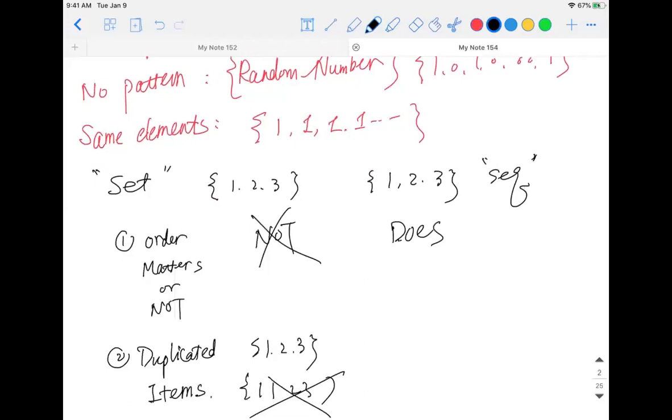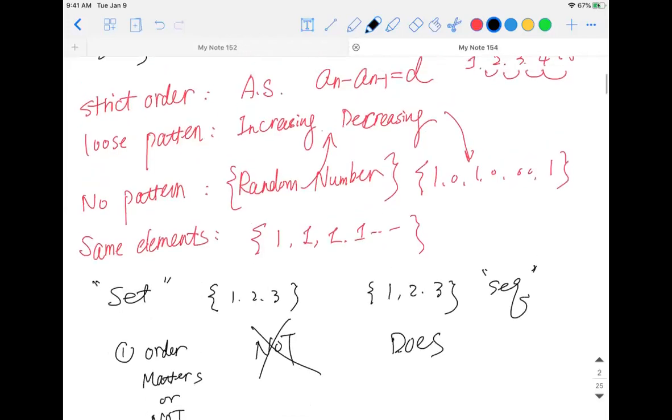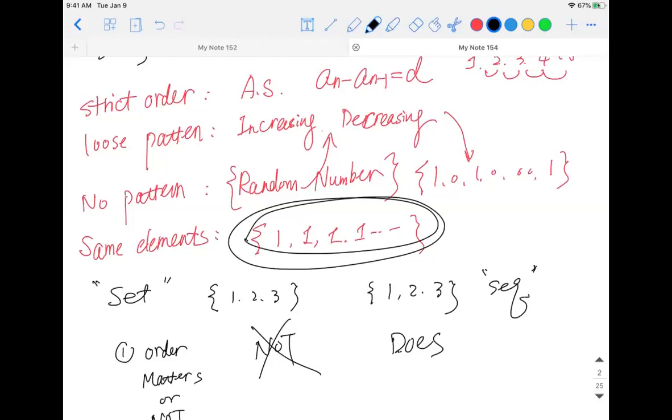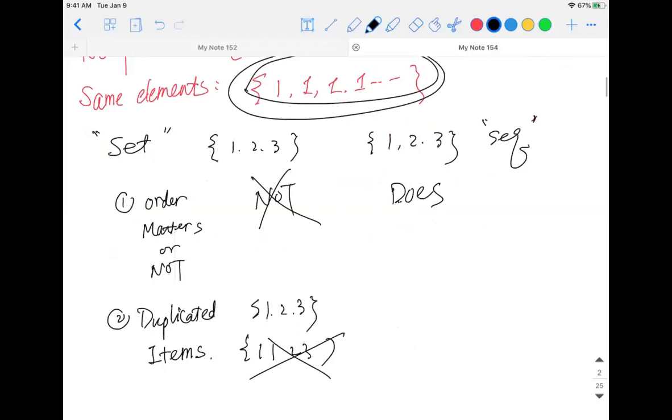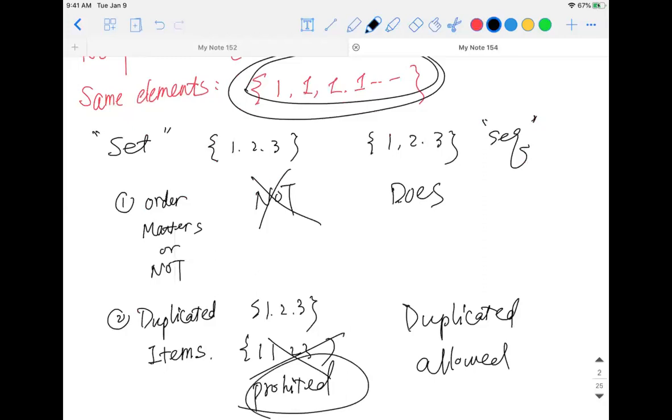Well, for a sequence, it doesn't matter. You can have the same elements as many times as possible, like the constant sequence. So this is not a big deal whatsoever. Duplicates allowed: this is for a sequence. Duplicates prohibited: this is for a set. If you're not so familiar with sets, this is not a big deal. I just want to give you a little heads up on how to see the differences between a set and a sequence. All right.